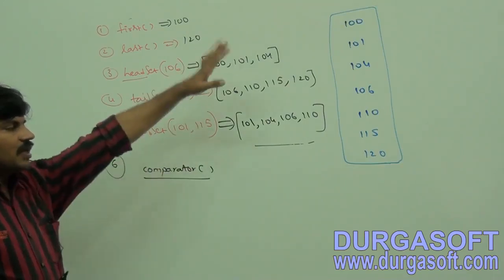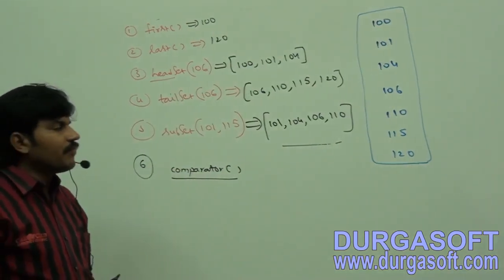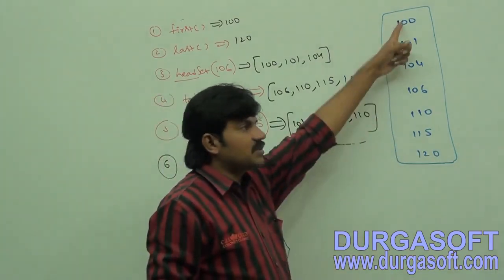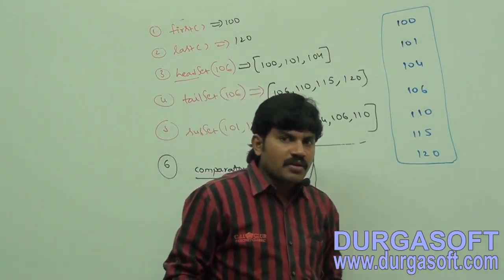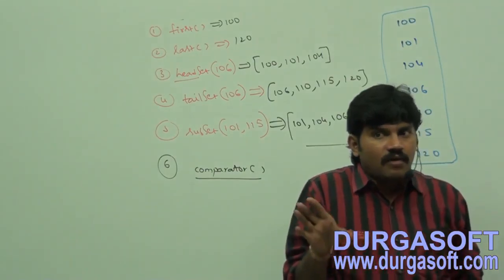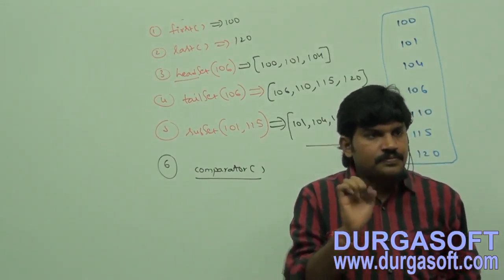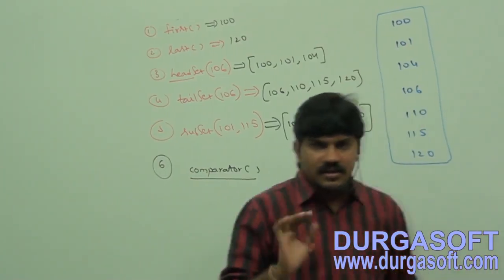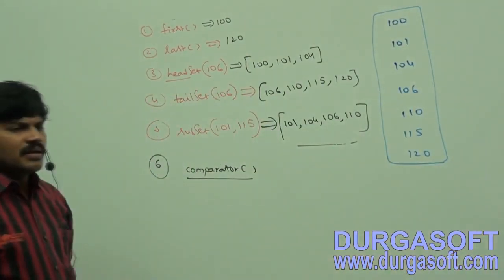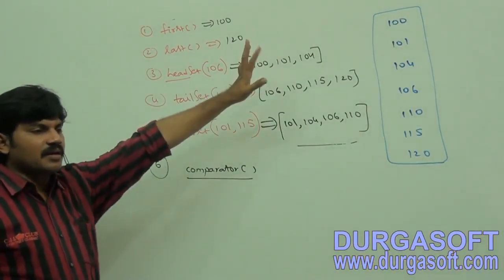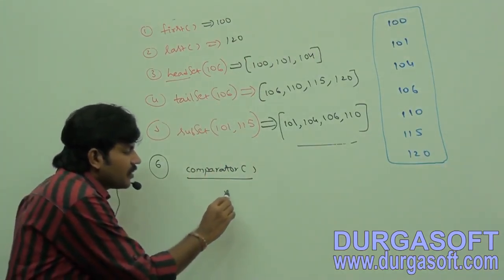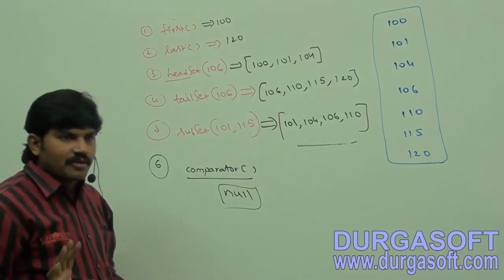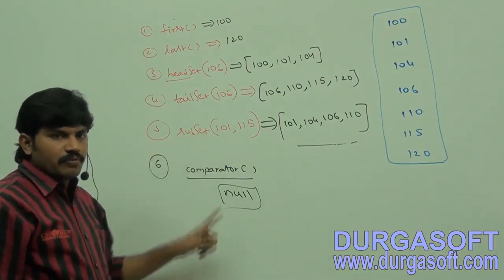Suppose I am using normal ascending order, or otherwise the default natural sorting order. The default natural sorting order for numbers is ascending. The default natural sorting order for string objects is alphabetical order. Remember this one: for strings, alphabetical order; for numbers, ascending order. If I am using normal ascending order, then the comparator method simply returns null, because there is no special sorting. We only use the default natural sorting.